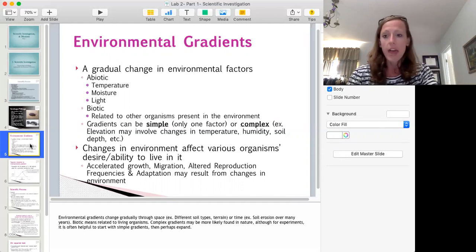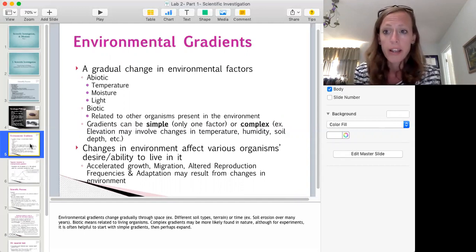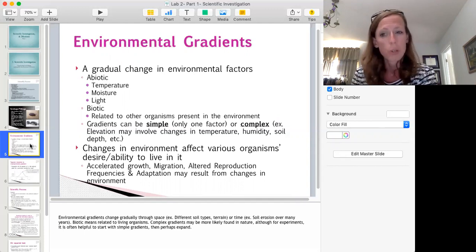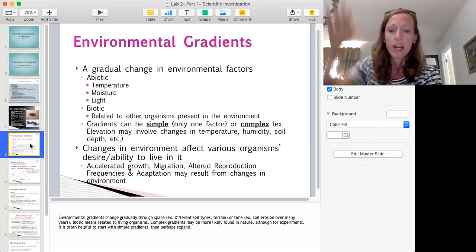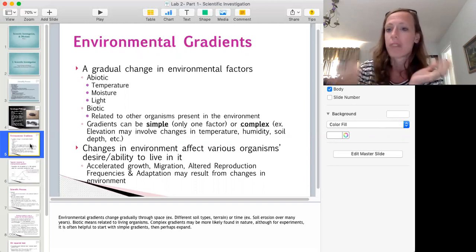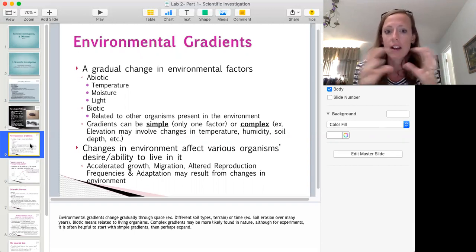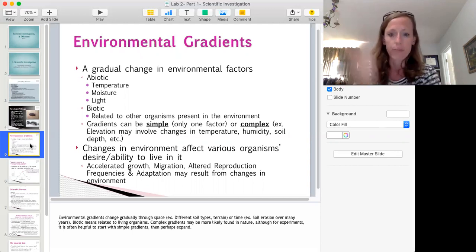Complex gradients then involve more than one factor. So for example, elevation is one factor that actually involves multiple issues. Elevation changes, so you might be going from like a valley to a mountain, are going to involve changes in temperature, humidity, probably precipitation, soil depth, soil quality, wind, water, lots of things. So all of that is combined in the concept of elevation changes, and that would be an example of a complex gradient where more than one factor changes with elevation.